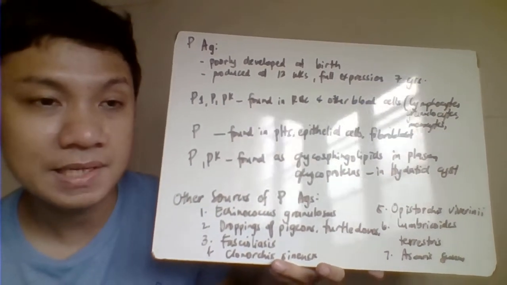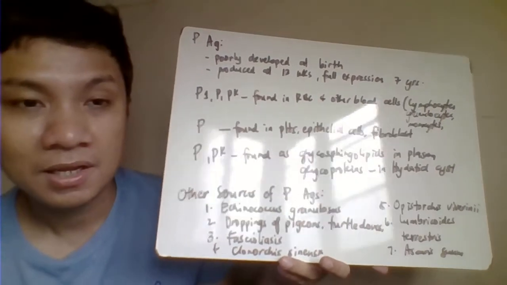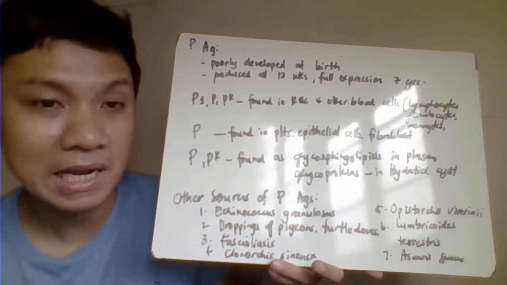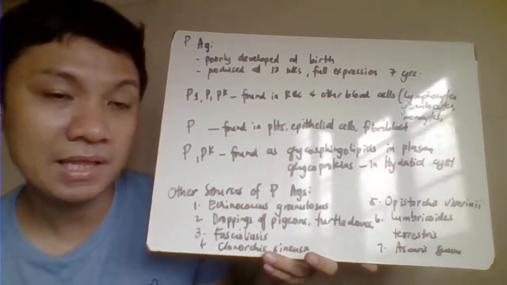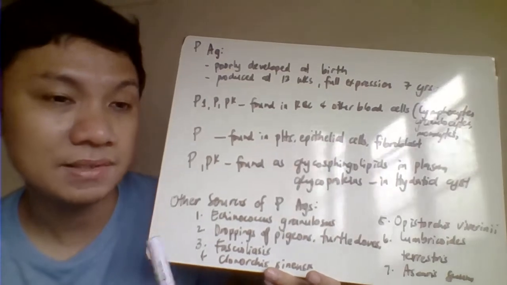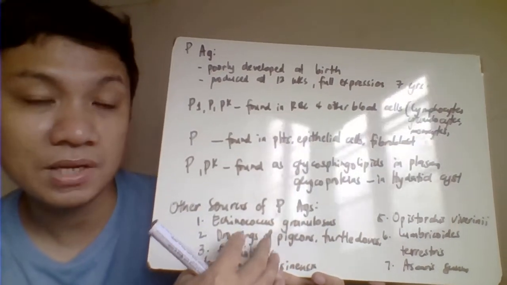And therefore, since ang sources nila ay mga ito, your antibody could also be neutralized by the following sources. So if you have anti-P antibody, pwede siya ma-neutralize ng mga ito kasi may mga P antigens sa mga ito.